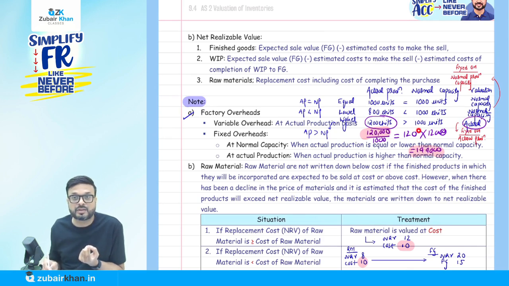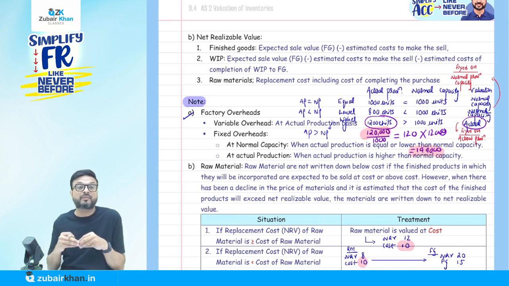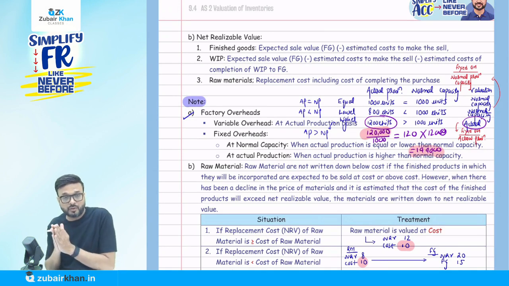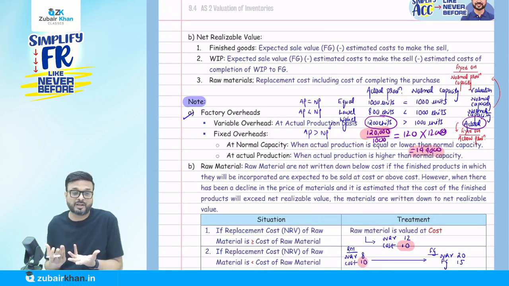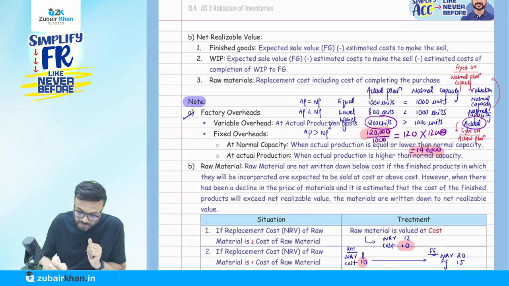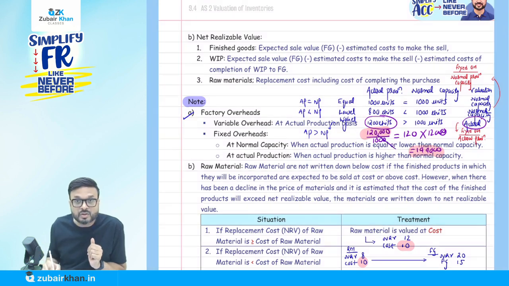Normal is 1000 units, right? Divided by 1000, 120 per unit. And how much do we have in closing stock? We have done the production of 1200. I will multiply by 1200 in my closing stock. I am adding the fixed overhead of 144,000, whereas actually I have incurred only 120,000. That is logically incorrect. So that's why they say it is not allowed.